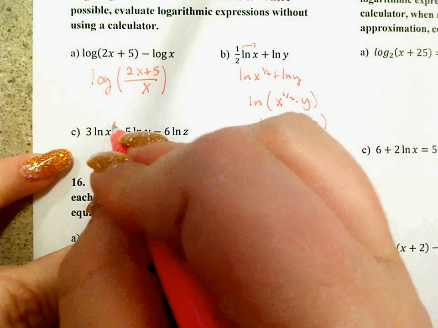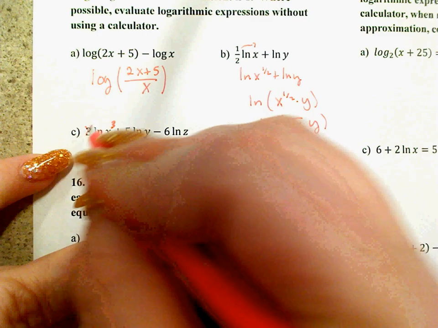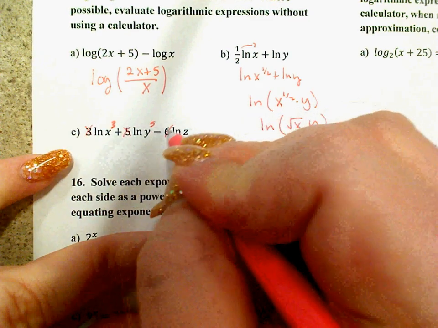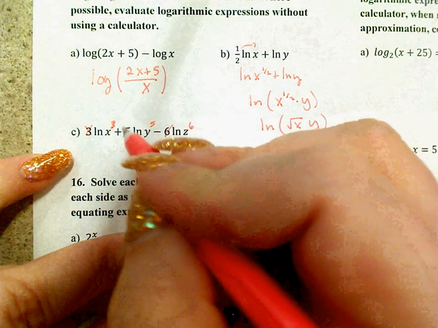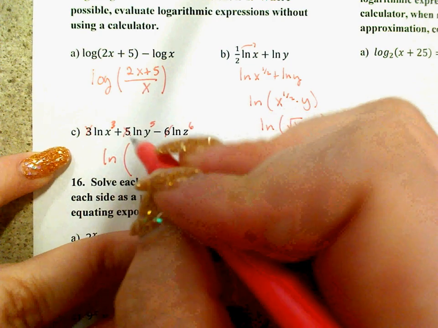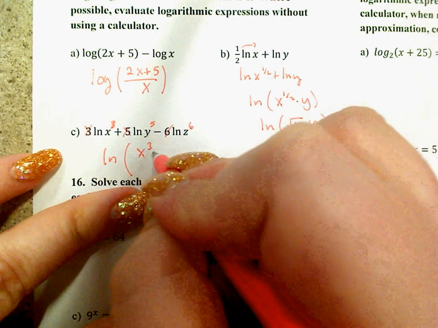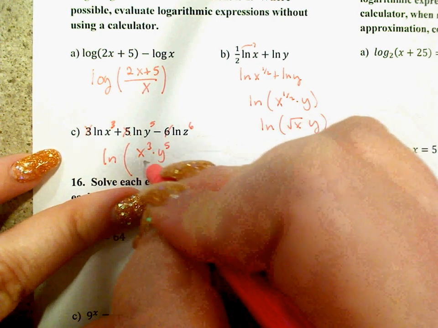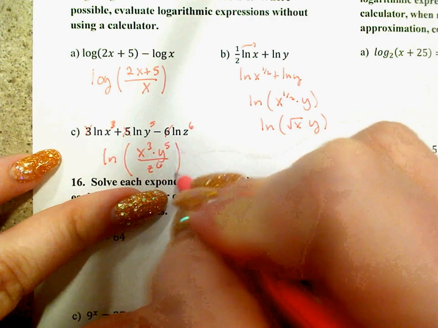And then this one. So each of these needs to be moved back as a power. So that's x cubed, that's y to the 5th, and that's z to the 6th. Addition means multiplication, a single logarithm, so x to the 3rd times y to the 5th, all divided by z to the 6th. And there we go.